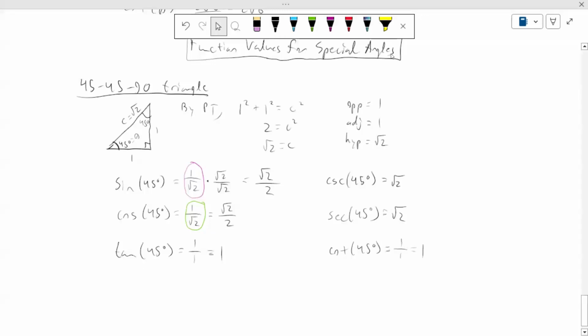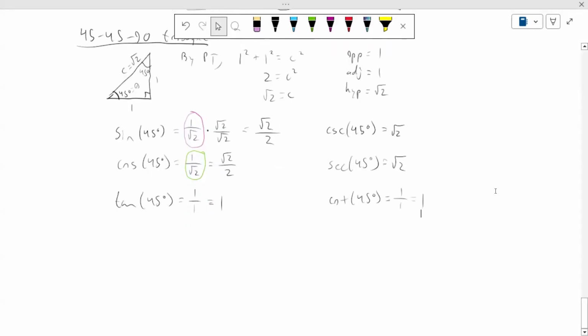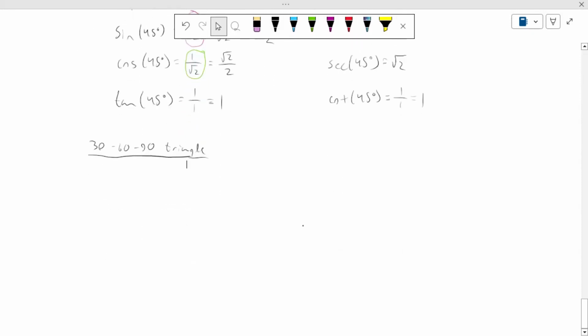All right. So the next type of triangle we're going to talk about is a 30, 60, 90 degree triangle. It's another pretty nice one. Okay, so I'll go ahead and draw a picture of that. Let's say I draw it like this.